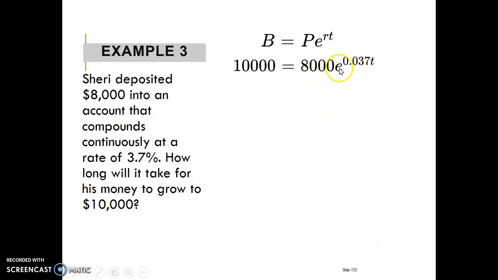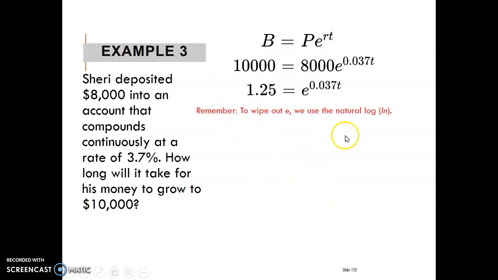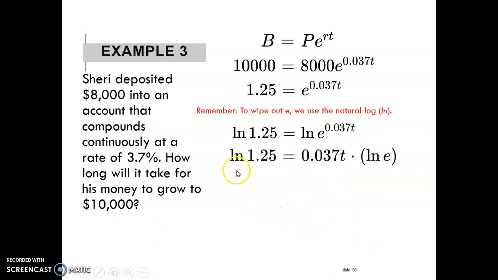So now we need to get everything by itself. We have e, which is a number raised to some unknown power, so we need to get that 8,000 away from it. We're going to divide both sides by 8,000, and we get 1.25 is equal to e to this. Whenever we see e, we should think natural log, because log base e goes with e. To wipe out e, we take the natural log of both sides. After we take the natural log of both sides, we can apply the power rule. And so we get the natural log of 1.25 is equal to 0.037t times the natural log of e.